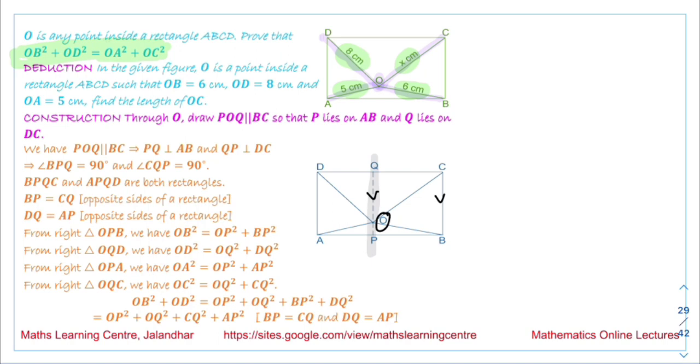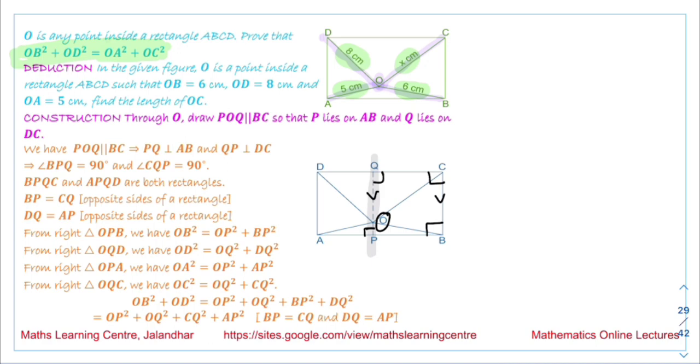Now we are talking about the angle at the point C over here. It is 90 degree because it is a rectangle. So this angle Q is 90 degree. This angle B is 90 degree. So this angle P is 90 degree. So what we get is that this line PQ is perpendicular to AB as well as it is perpendicular to DC. So both these angles are equal to 90 degree.